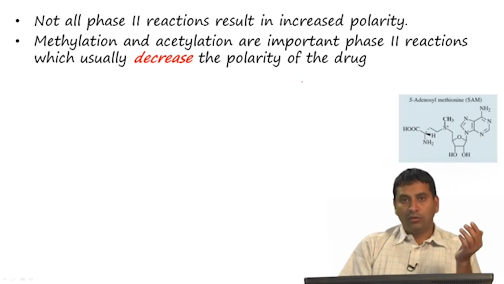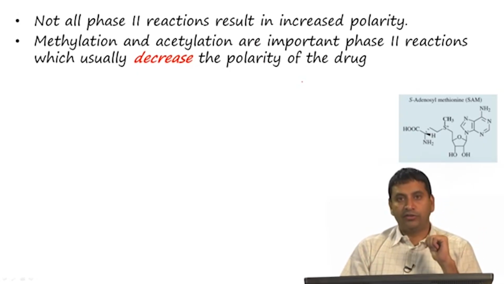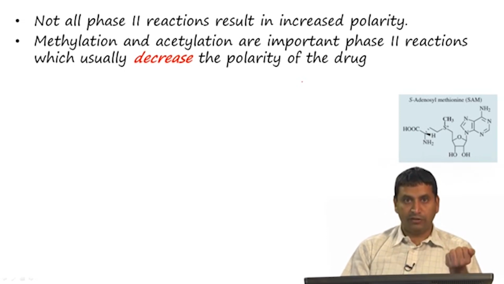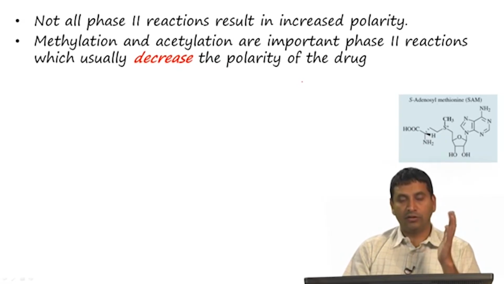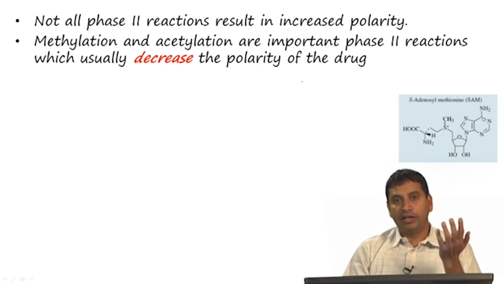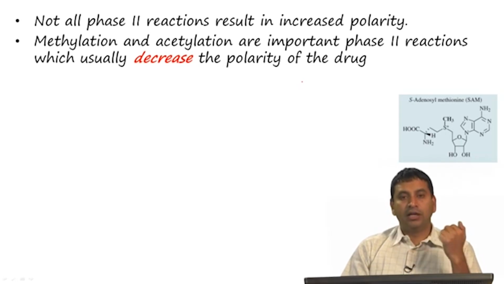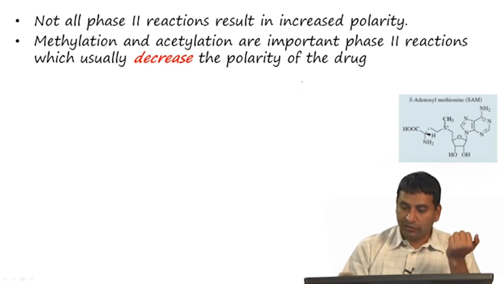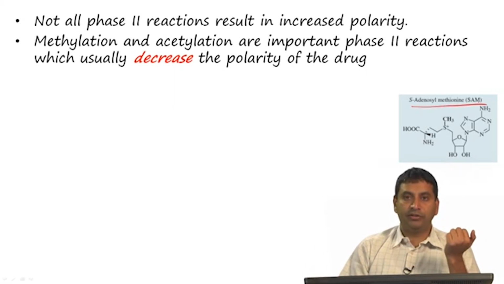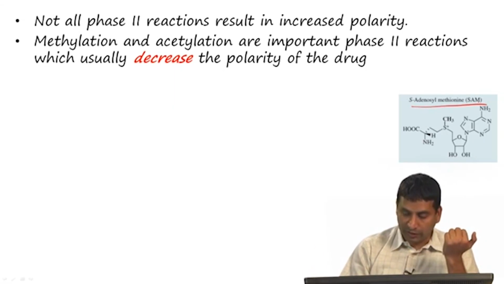Okay. Now, not all phase 2 reactions result in increased polarity. There are some examples of methylation and acetylation which are important phase 2 reactions which can occur, but these usually result in decrease of polarity. Okay. Now, let us look at methylation reactions. Methylation reactions are catalyzed or mediated by the species called S-adenosyl methionine.